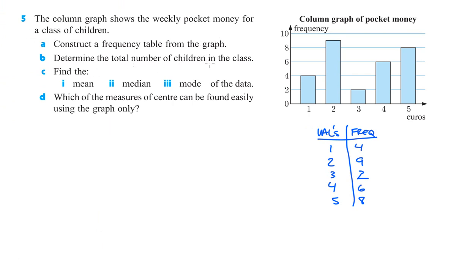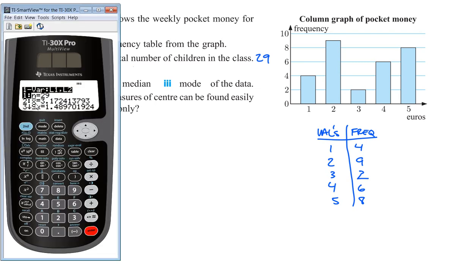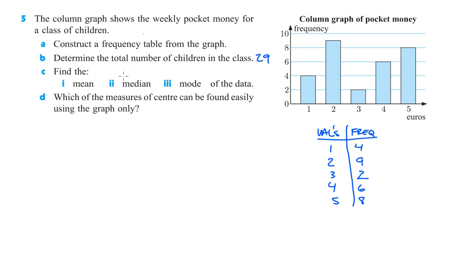determine the total number of children for the class. There's 29 of them because our calculator told us so. And then we got to find the mean, median, and mode. So the mean is going to be 3.17.